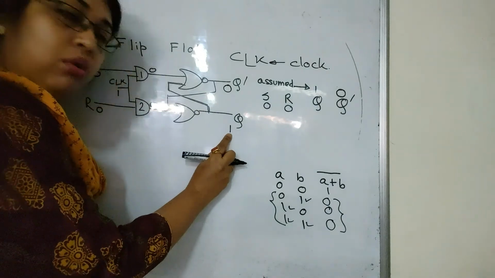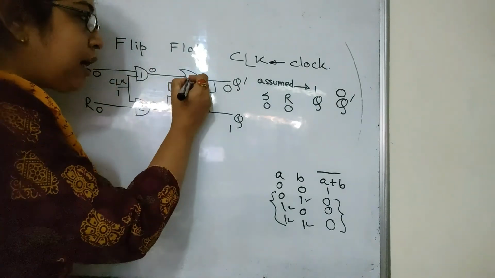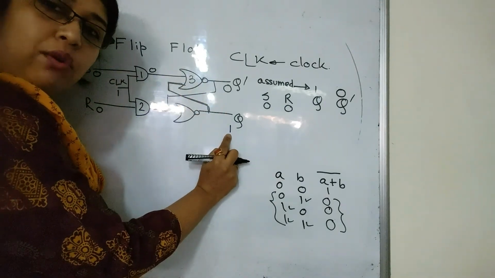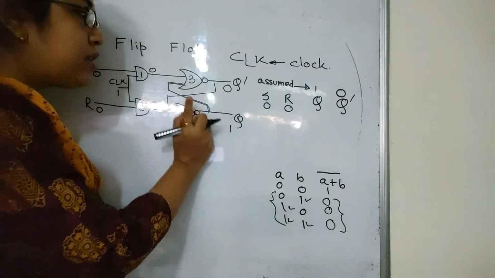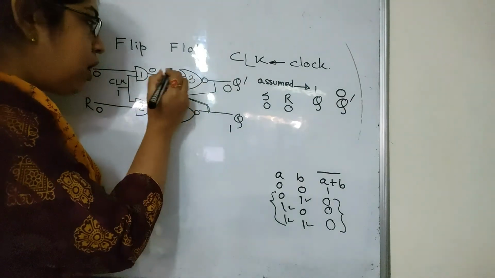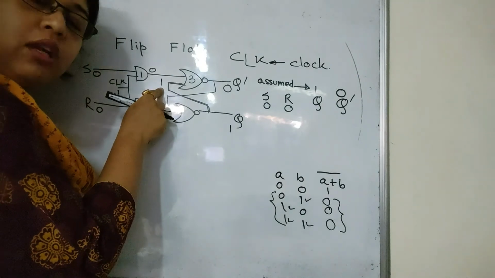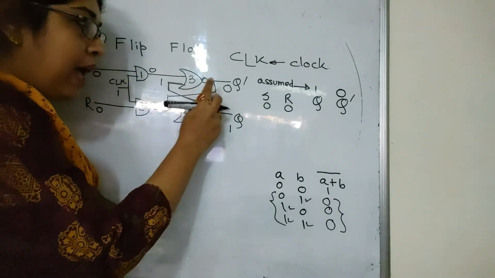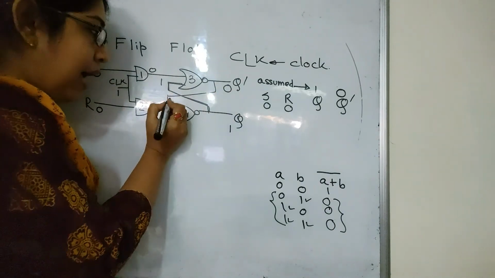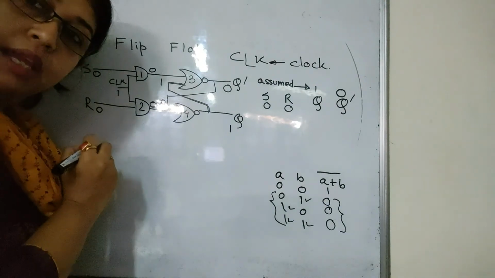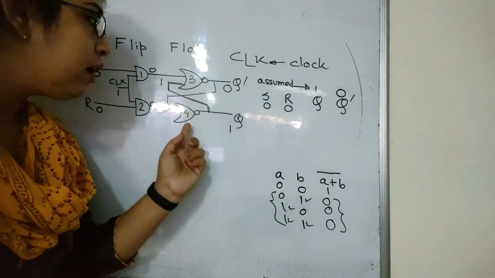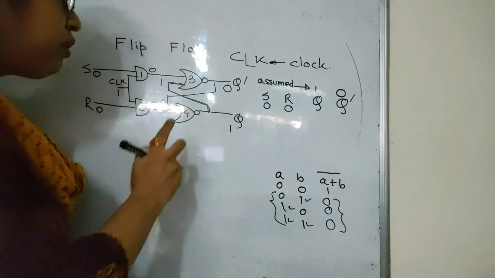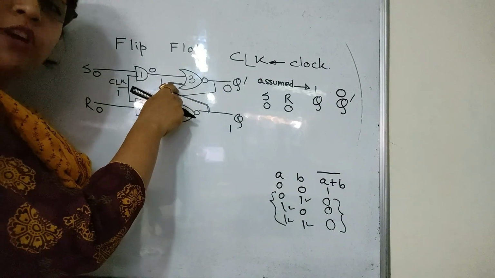Now let us see, according to our assumption, Q value is 1 and Q dash value is 0. So this Q, whose assumed value is 1, is fed back into NOR gate number 3. So NOR gate number 3 has an input 1, correct? And NOR gate number 4 has the feedback input as 0, correct? So which of the NOR gates have a high input? NOR gate number 3. So therefore we are going to consider NOR gate number 3 first.